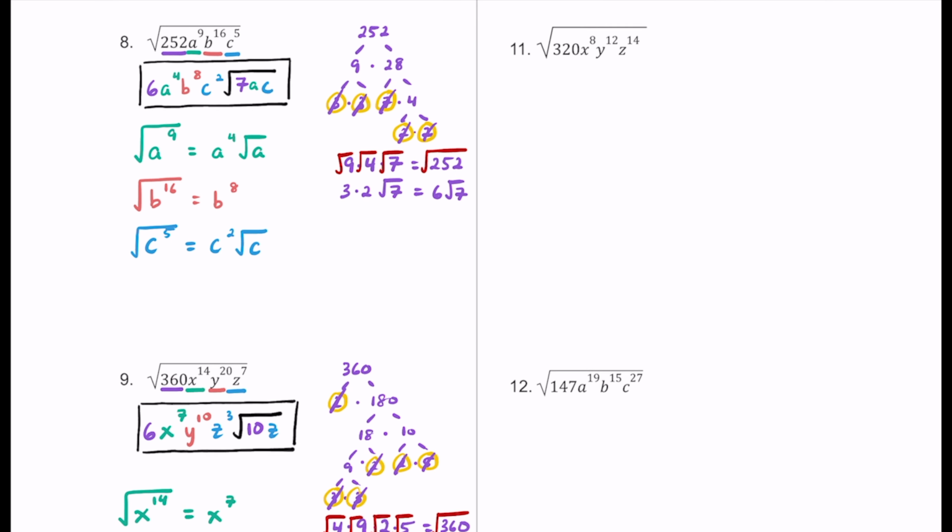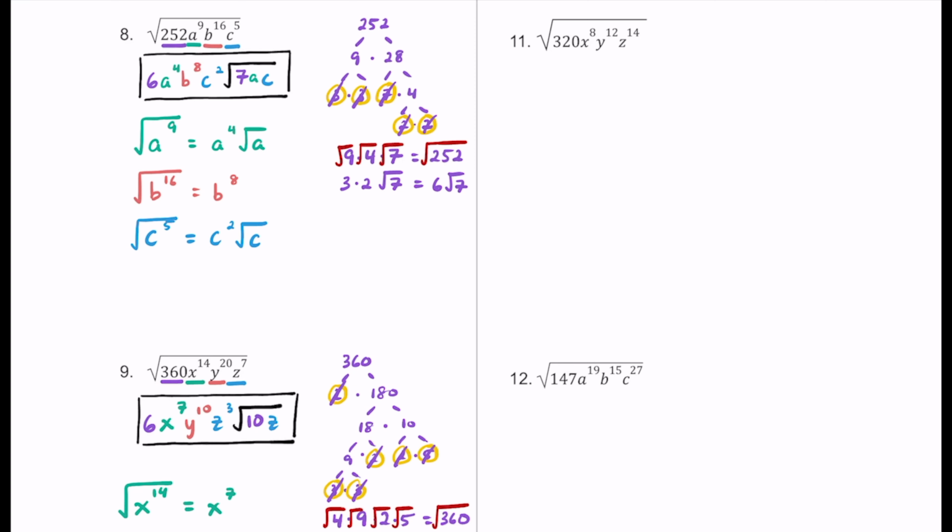Let's check out number 11. Number 11, we have the square root of 320, x to the 8th, y to the 12th, z to the 14th power. Let's see here, we have 320. Let's see if we can break that down. I know we can do 10 times 32. Now 10 we can break into 2 times 5, and those are done. For 32, we can do maybe 2 times 16. For 16, we have 2 and 8. For 8, we have 2 and 4. And then 4, we can say that's 2 and 2. So that's prime, another prime. We have a bunch of little primes here.